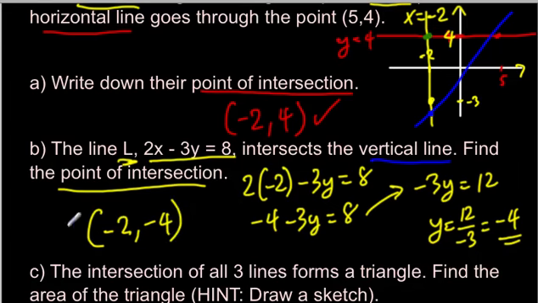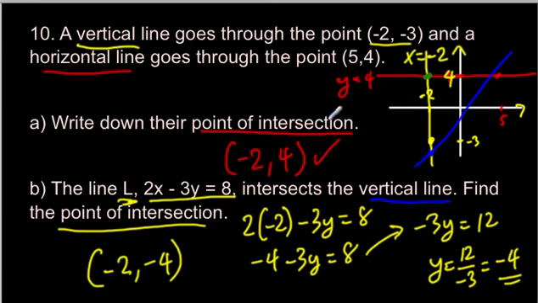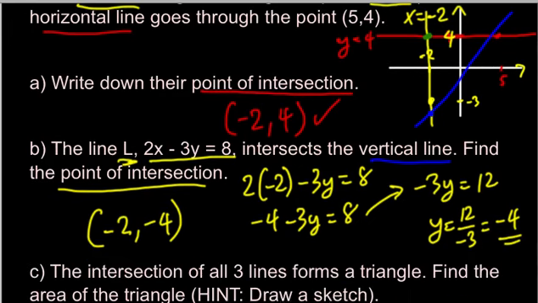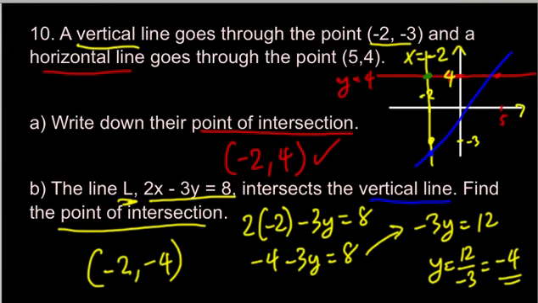Okay? All right, so C I think was maybe the toughest-looking question, but it's actually quite straightforward, and we'll just go over that right now. The intersection of all three lines forms a triangle. Find the area of the triangle. So let's look at this. This is why I said draw a sketch. It is so important to draw a sketch, okay? Because without a sketch, you can't even see what this looks like.